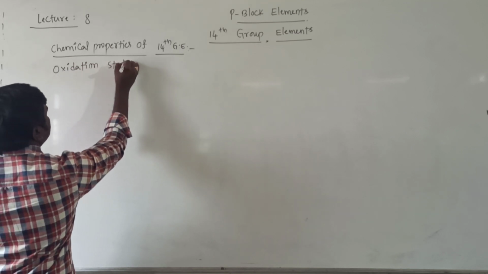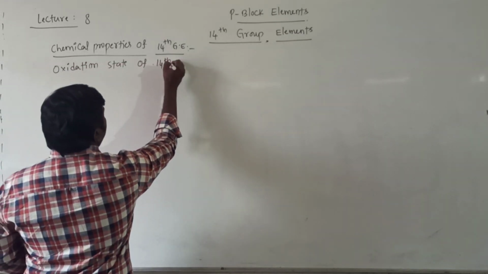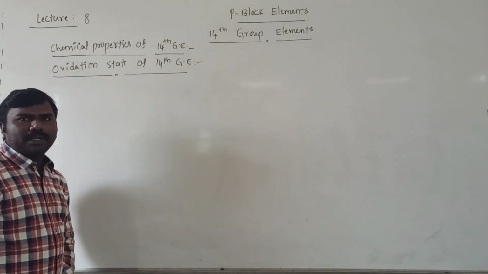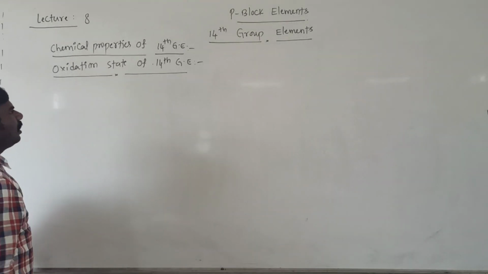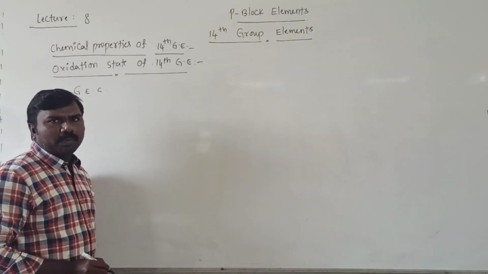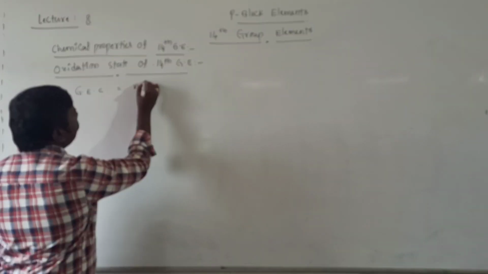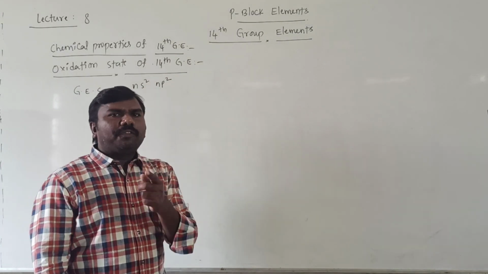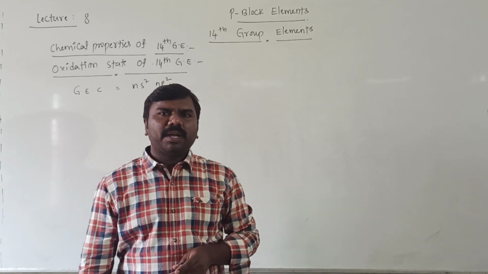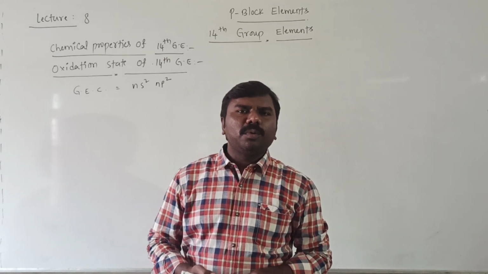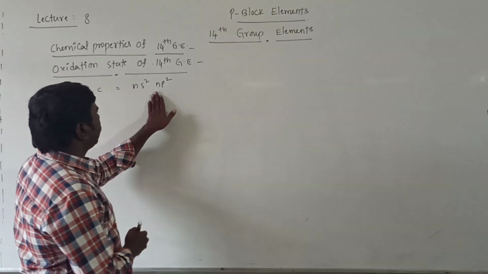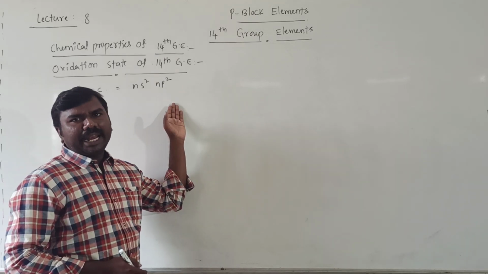Oxidation states of 14th group elements. What type of oxidation state is possible for 14th group elements? The general electronic configuration of 14th group elements is ns2 np2. When I remove electrons, removal is indicated by a plus sign in chemistry. If you remove one electron, it is plus 1 oxidation state, 2 electrons, plus 2. So plus 2 is possible by removing 2 p electrons.